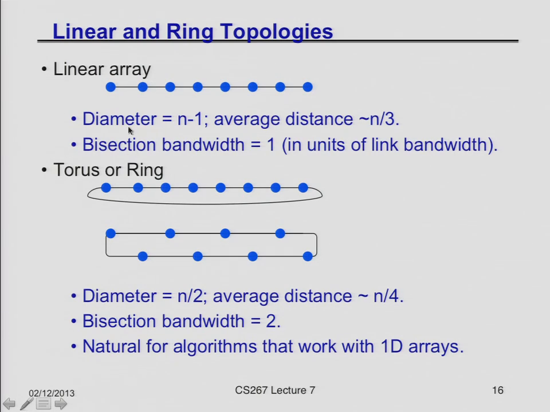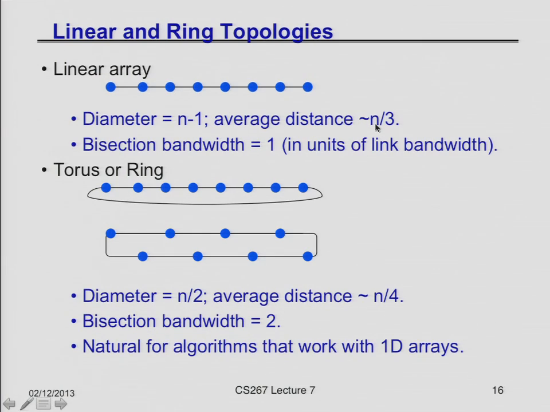And so here, it's the linear array. That's the simplest thing you could have. The diameter is n minus 1. That's the distance from the left to the right. And if you pick two random processes and ask how far apart are they, you can do the probability theory. It's about n over 3.